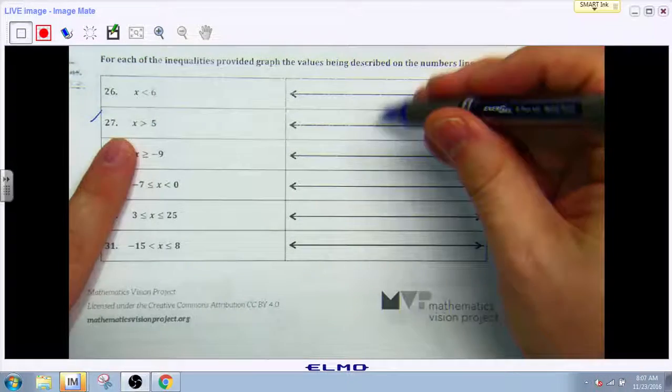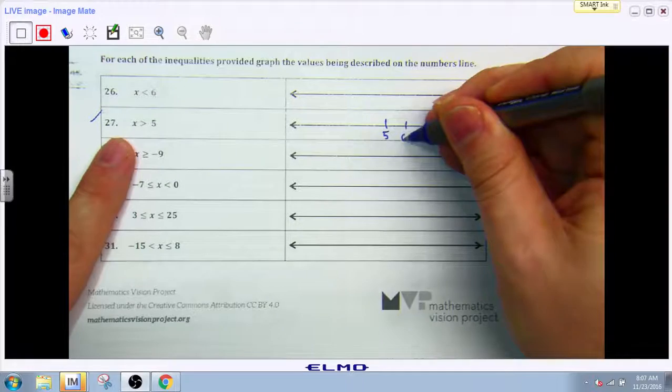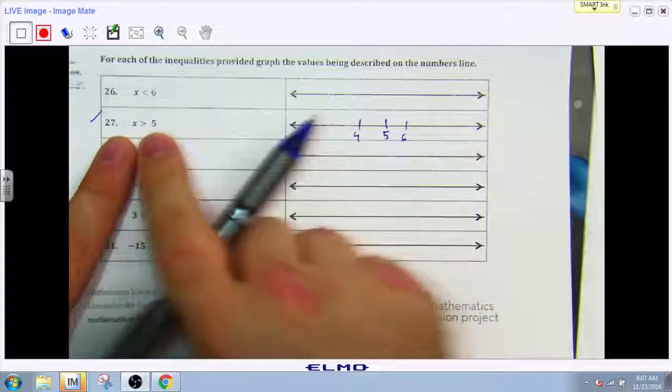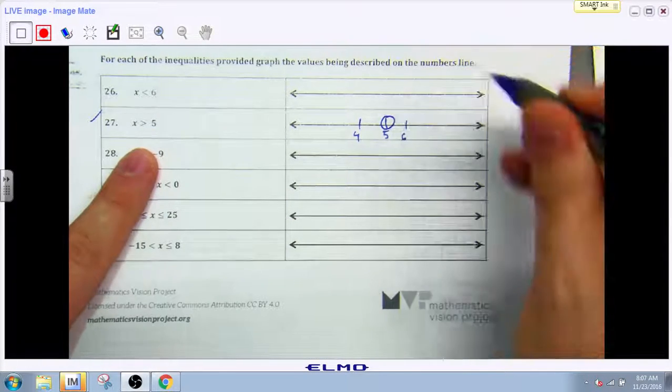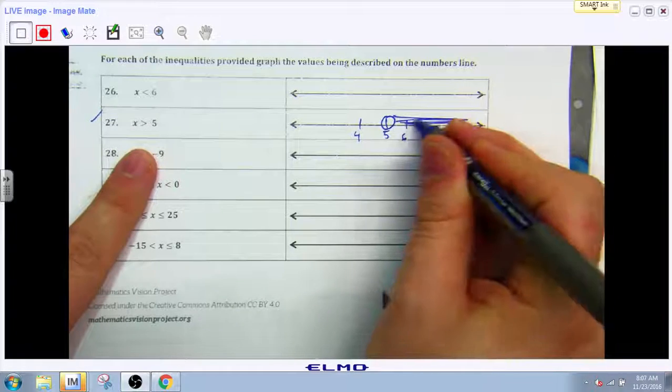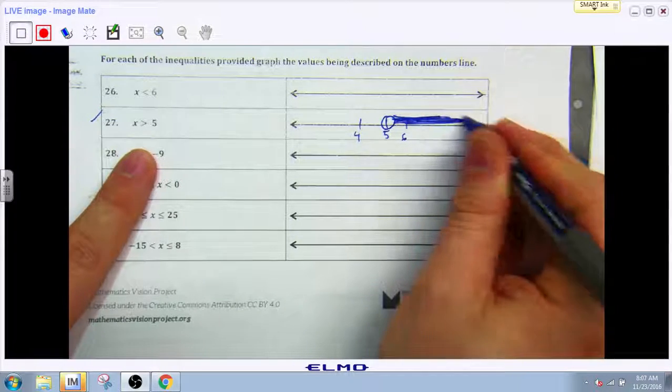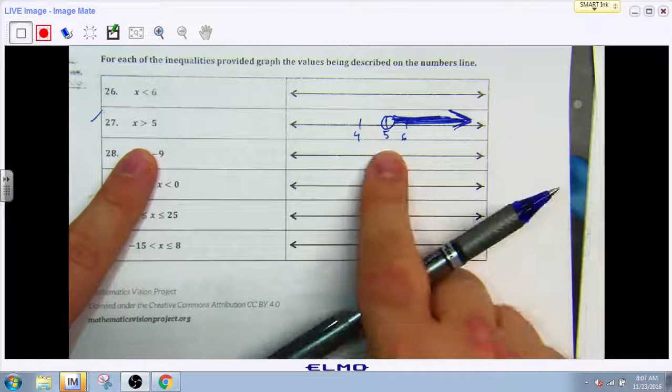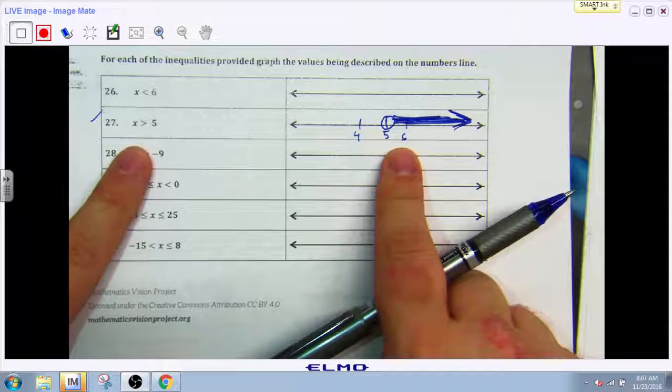X is greater than 5. Here's 5. Here's 6. Here's 4. X is greater than 5, so that's going to be an open circle. Then I'm going to shade this way and put an arrowhead on it. So that's a way of showing that x is all values greater than 5.